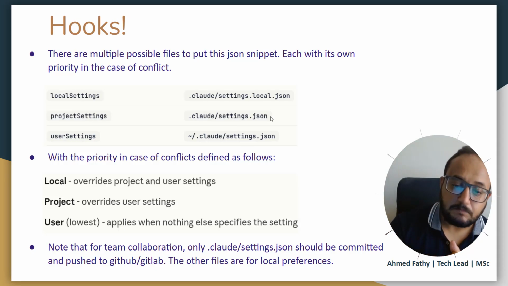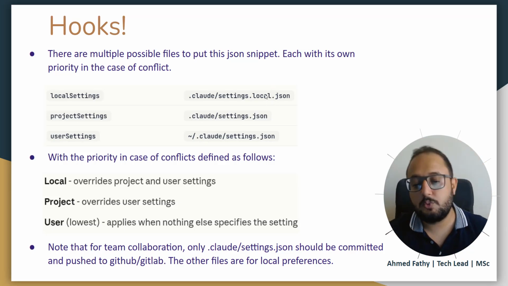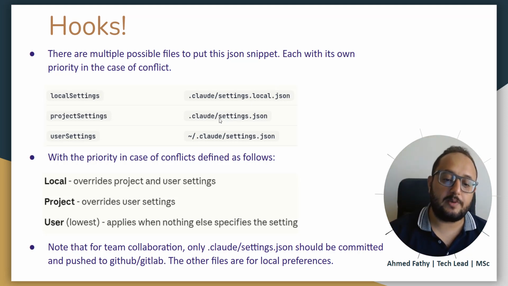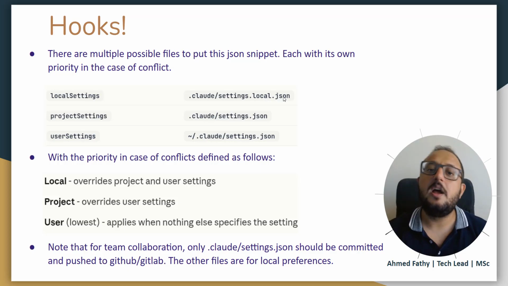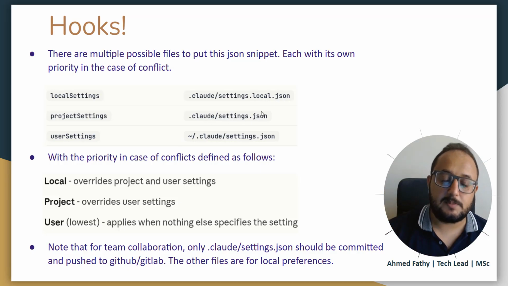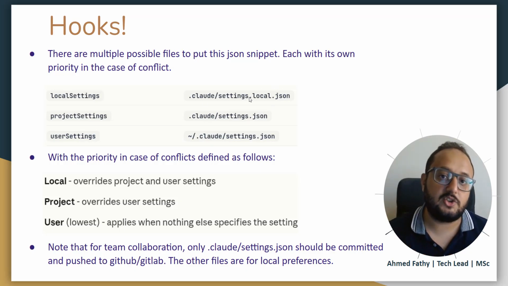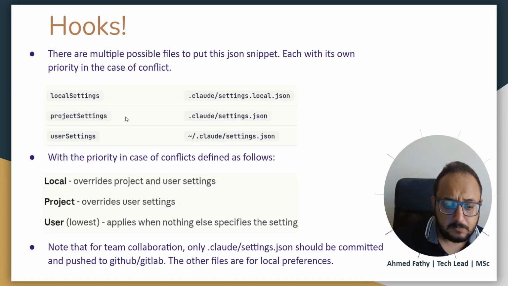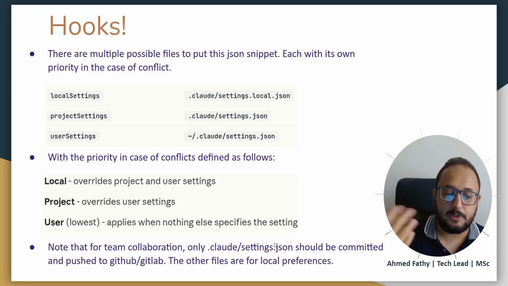or GitLab repo. But now you might actually want to do something your own way, like you would like to run some different checks that your team doesn't want to use. So you can actually override this one using settings.local.json. You are now telling Claude Code, I know what I'm doing. I know that my team uses this, but I really would like to use this because I'd like to run extra checks or something. So that's why local settings actually win over project settings. Note that for team collaboration, only .claude/settings.json should be committed and pushed to GitHub or GitLab. The other files are for your local preferences.